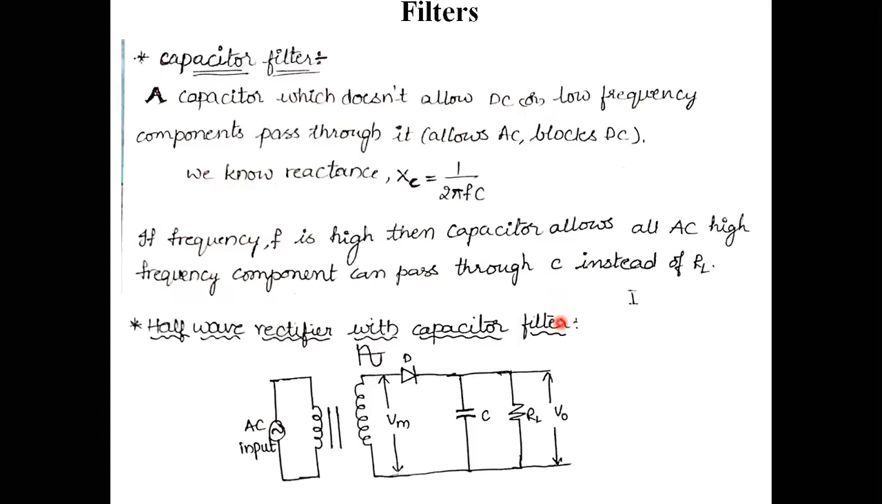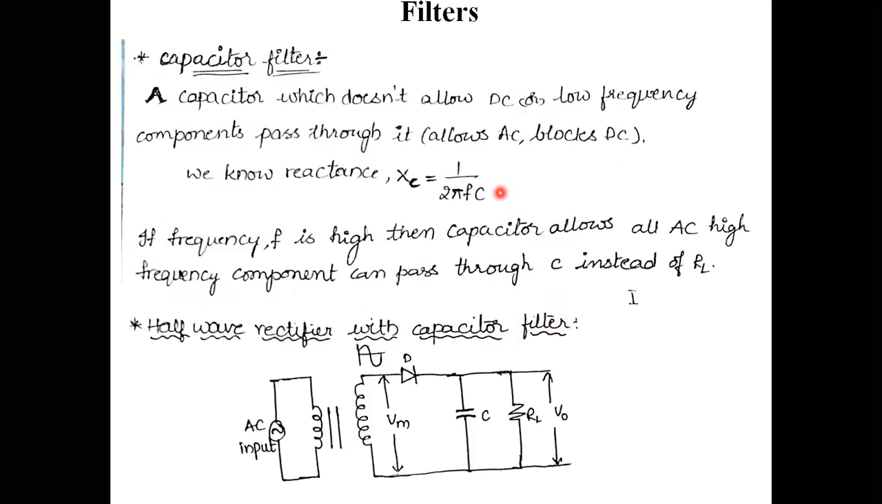Next one is the filter. Here we are going to use two types of filters, that is the capacitive filter and the inductive filter. Capacitive filter and inductive filter, two types of filters. Mainly we use the capacitive type of filter here.